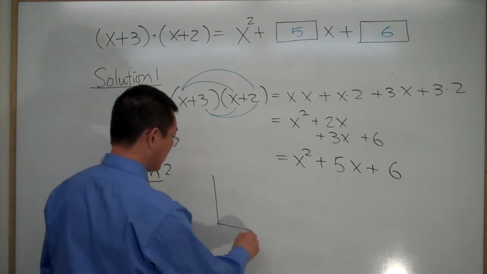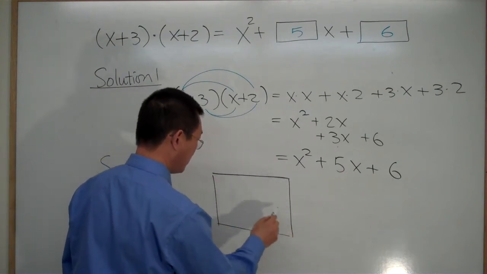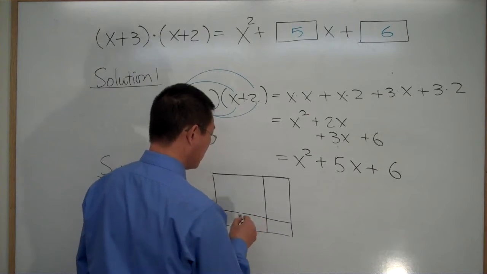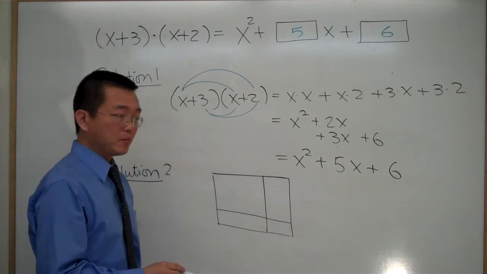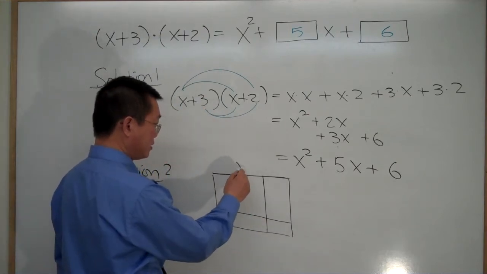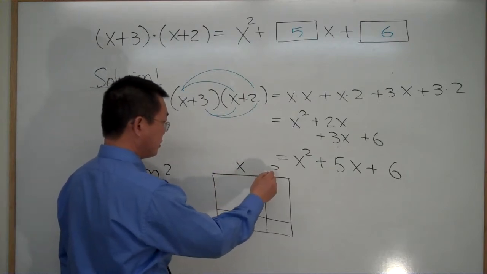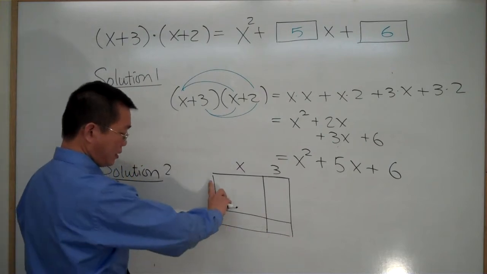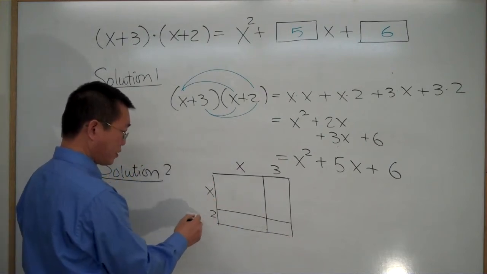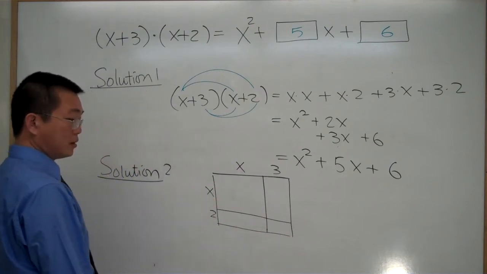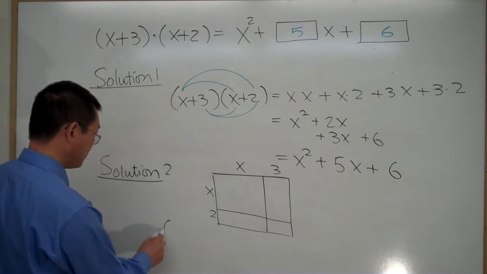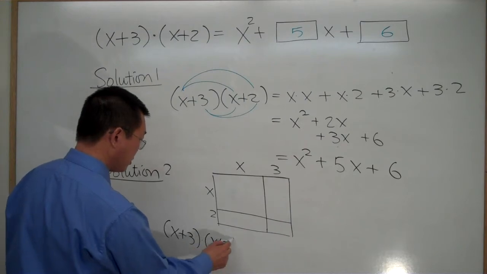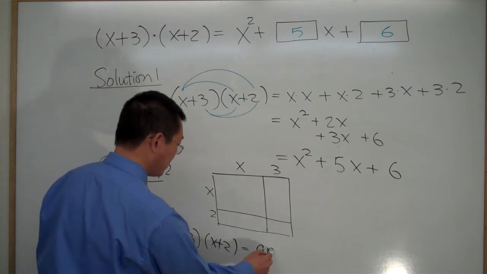we can consider a rectangle. Now this rectangle, on the length is x plus 3. So this length is x and 3, and this length is x and 2. Therefore, x plus 3 times x plus 2 is really the area of the big rectangle.